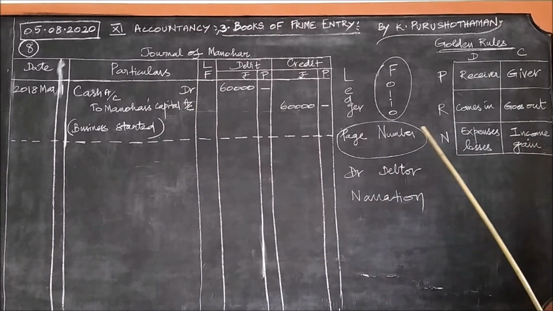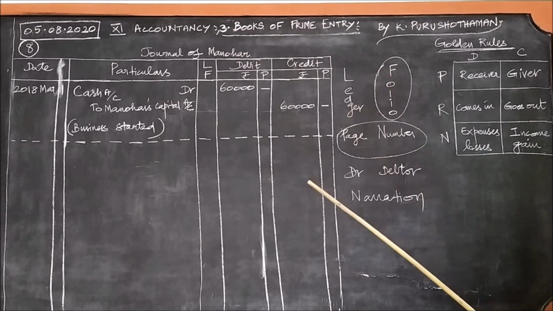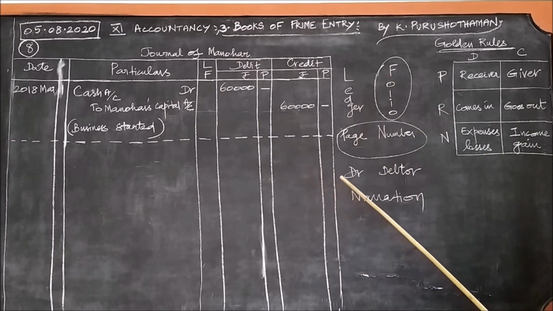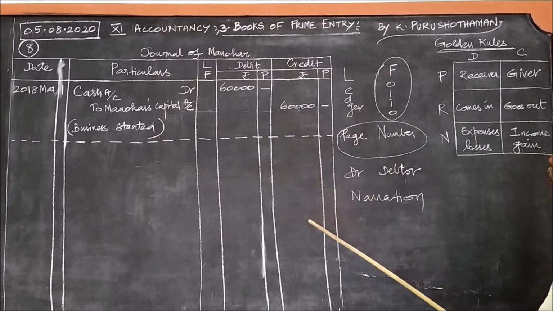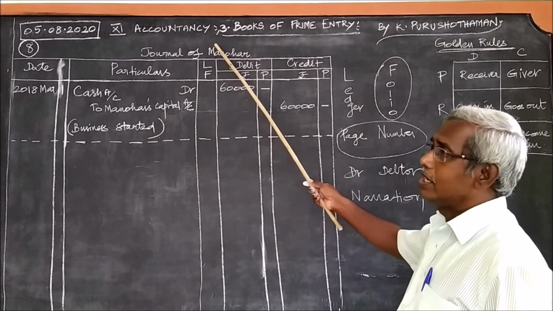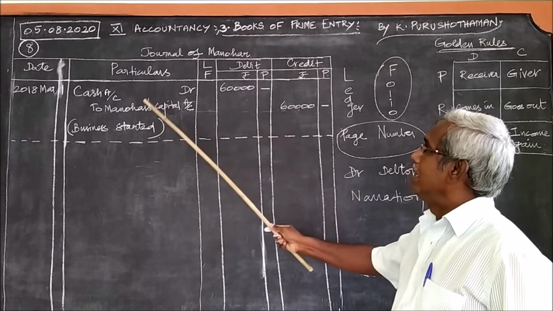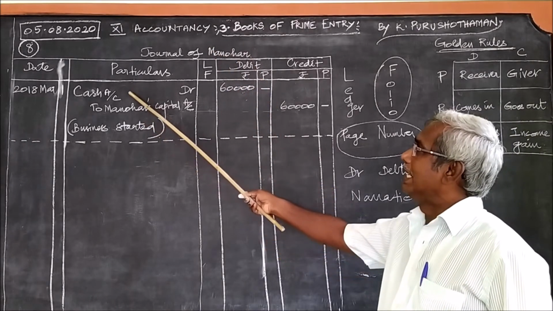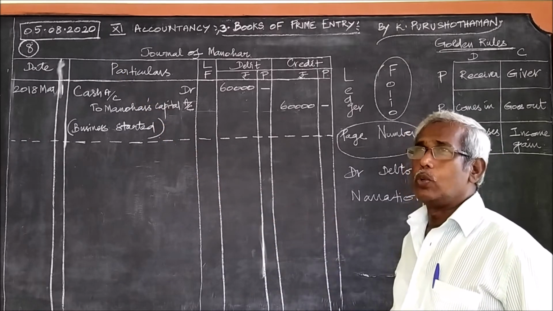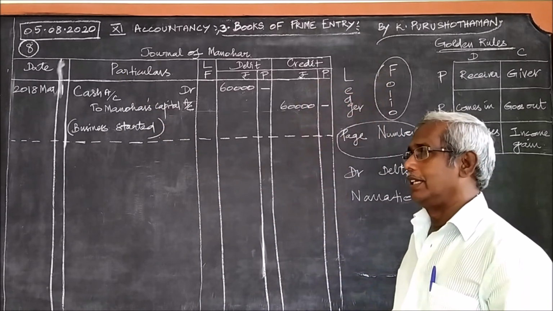Right? Then, the second line, Manohar's capital account, why should we write? Whoever the person starts the business, that name should be here. The cash is otherwise called there the capital.